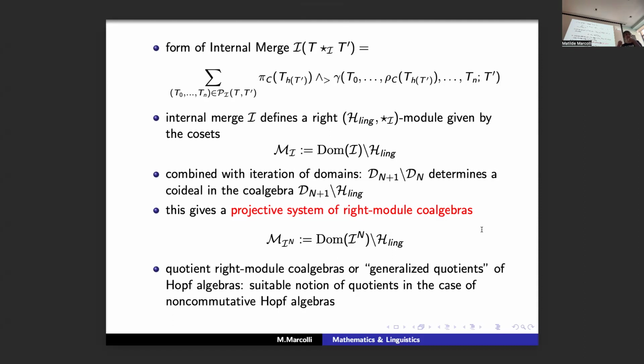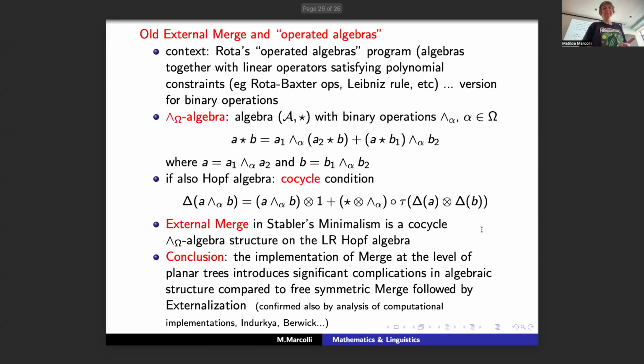But usually, you have very few left and right ideals. So in order to have quotient structures that are interesting, even when you have very few ideal co-ideals, people often use this notion of right module coalgebra as a substitute for a quotient of Hopf algebras. So it's the analog of the quotient structure. This is what these internal merge operations define at the algebraic level.